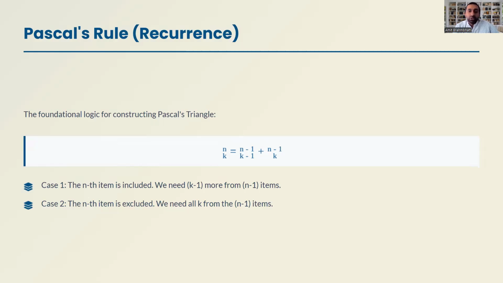Case 2, Alice is not on the team. Here, we must choose all k players from the remaining n minus 1 candidates. Summing these two cases gives us the total.